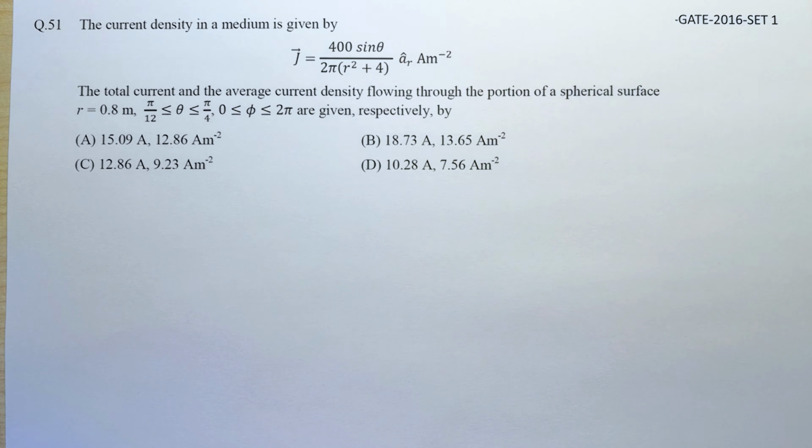So we have to find the total current and the average current density that is flowing through the portion of a spherical surface, and the spherical surface has a radius of 0.8 meter, and the elevation angle theta is varying from pi by 12 to pi by 4, and the azimuth, that is phi, is varying from 0 to 2 pi. So that would be the whole circle, the azimuth angle.